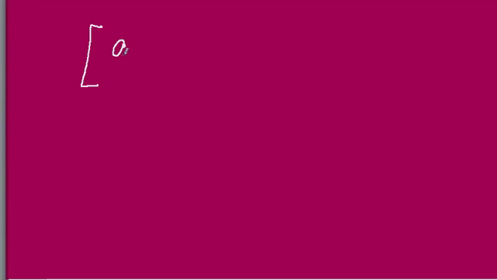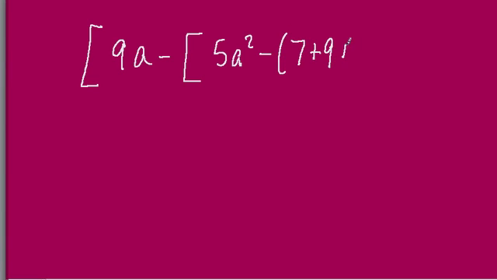So here they might say simplify, and then they give us this: 9a minus 5a squared minus 7 plus 9a minus 2a squared. And here they're introducing square brackets. Don't be intimidated by these. They're just brackets that are written differently than these curved brackets, so we don't lose track of the actual problem. So here, what do we do first?